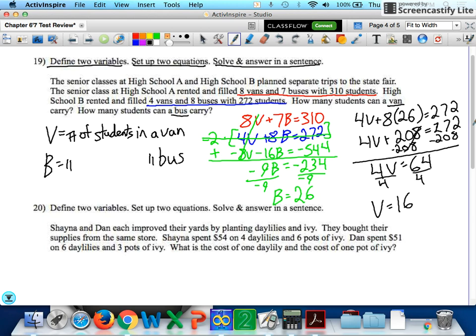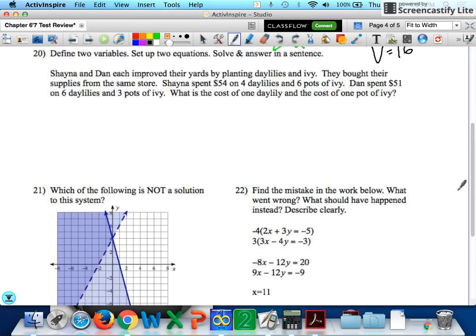When we go to number 20, another one of these big word problems. We've got Shayna and Dan, and they're improving their yard by planting daylilies and ivy. They bought their supplies from the same store. Shayna spent $54 and got 4 daylilies, 6 pots of ivy. Dan spent a different amount, $51, got 6 daylilies and 3 pots of ivy. We want to know the cost of a daylily and the cost of ivy.